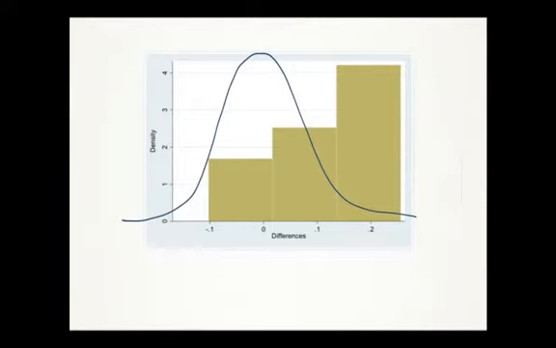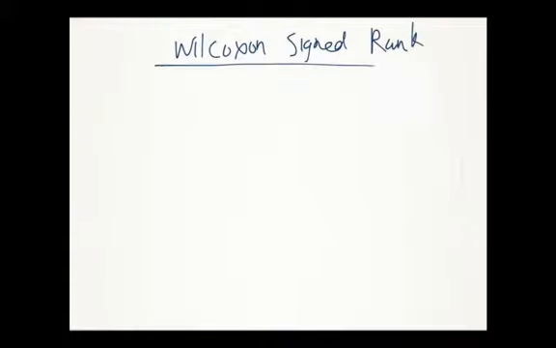So there's another more powerful test, one that's more likely to detect a difference than the sign test, and that's called the Wilcoxon signed rank test. Okay, so the Wilcoxon signed rank test, just as the name implies, uses not only the sign of differences, which we were using before, but also their rank.